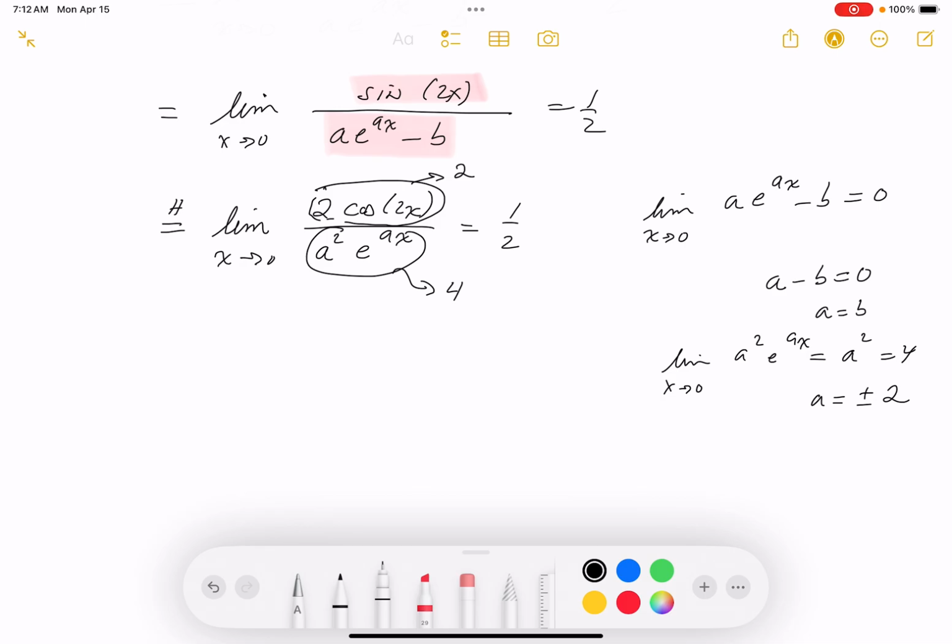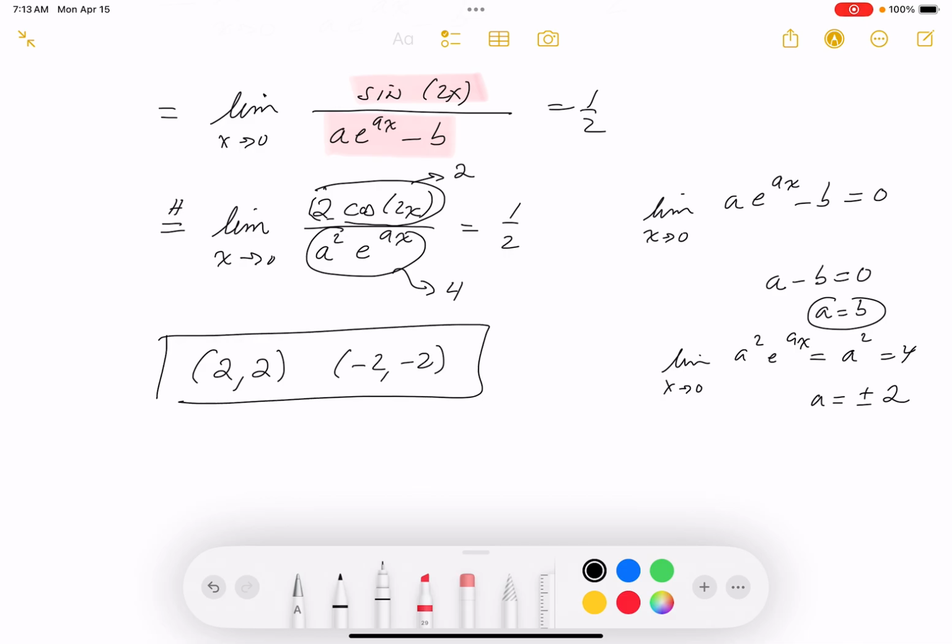All right, so now I can actually write my ordered pairs down. And the reason for that is I got this over here. What can I write down for the ordered pairs now, which is the question? If A is 2, then B would be 2. If A is minus 2, then B would be minus 2. And we are done. Thank you.